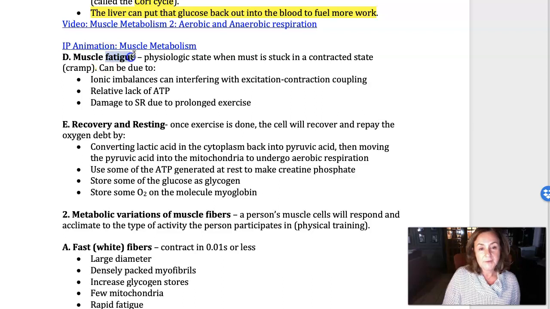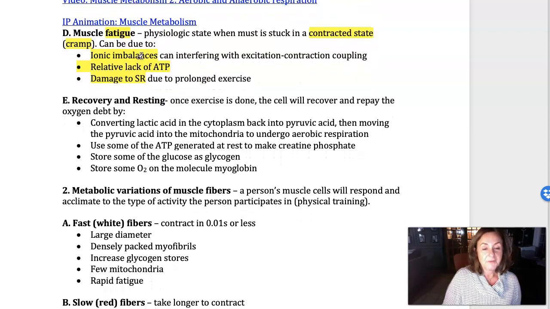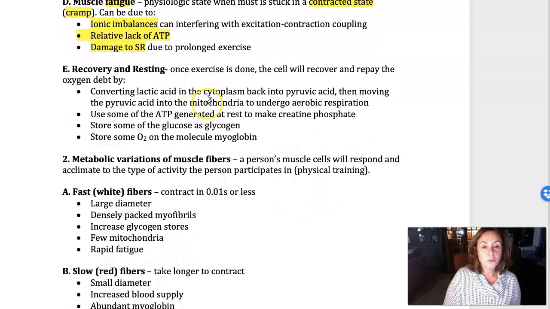Fatigue in muscle is due to the relative lack of ATP. Like I said, if you have a relative shortage of ATP, you get stuck in a contracted state because we need the ATP for the cross bridge detachment. But it's not like a real lack of ATP. That probably really rarely happens. There's also damage due to the SR, damage due to the cell, so you get ionic imbalances, and all of these things kind of add up to fatigue the muscle.